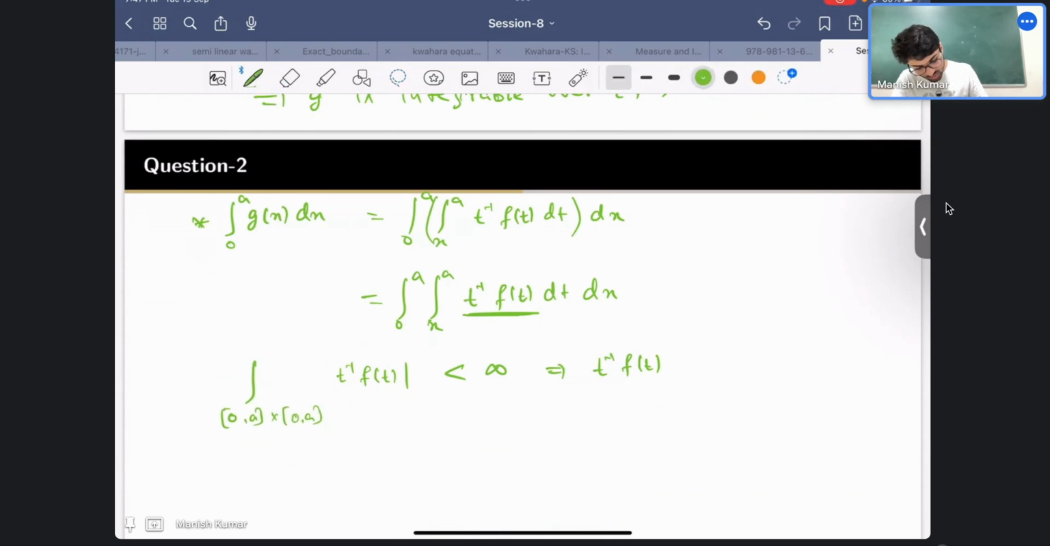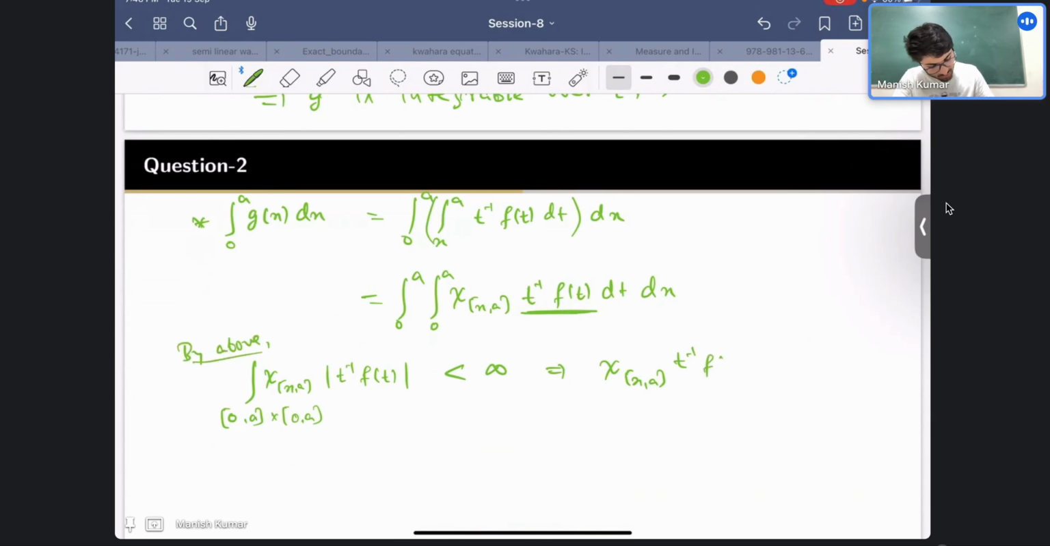Chi of x comma a, okay, mod of this one. So this is finite. This implies, here also you can write in that way, 0 to a, chi of x comma a t inverse. So by the above, this is finite, so this t inverse f t is integrable, right?